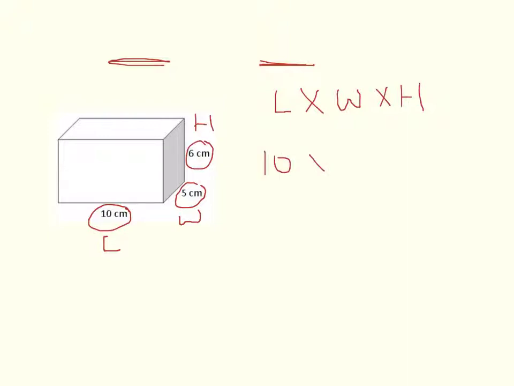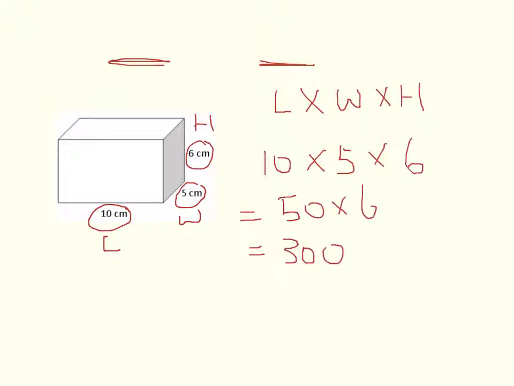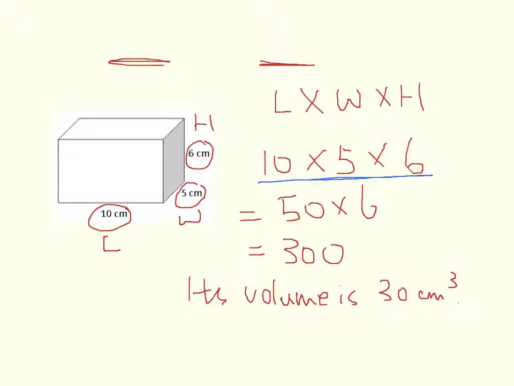It will be 10 times 5 times 6. Okay, and so the answer will be 50 times 6, so it will be 300. Okay, if you need to write the number statement, then we can write its volume is 30 cm cube. Okay, and then one more thing is, I suggest you write down the number sentence by following the order of this one, the length times width times height.